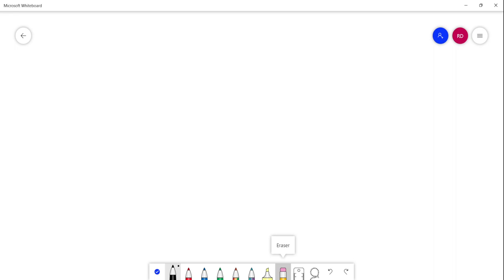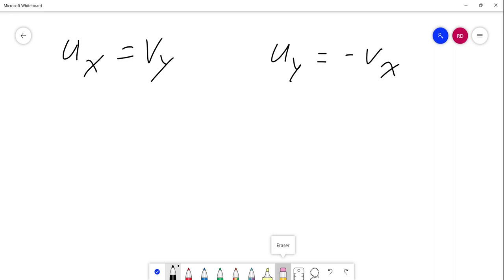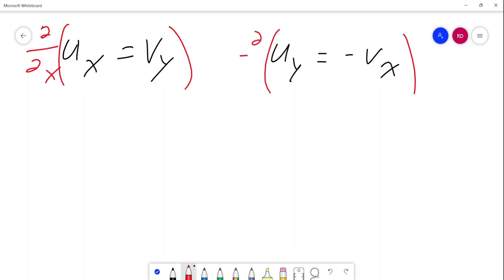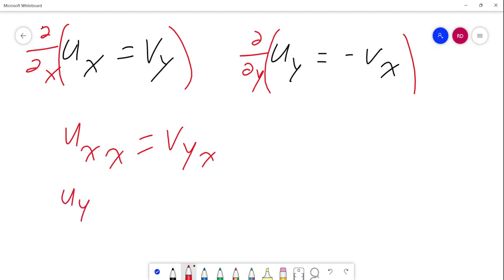So let's take what we just said. We had ux, if I use this notation for partial derivatives, ux equals vy, and uy equals negative vx. Now let's put a del over del x on the first one, and let's put a del over del y on the second one. This will give us uxx equals vyx, and for the second one, uyy equals negative vxy.